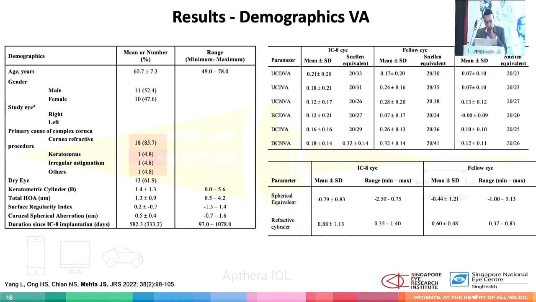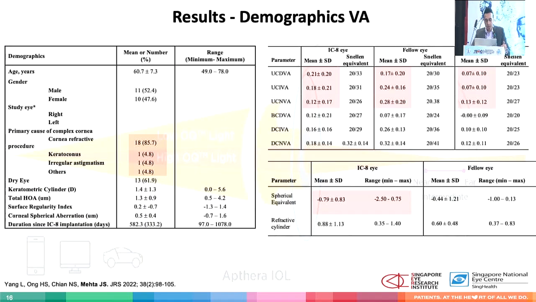If you look at our series that was published in JRS, you'll see most of the cases are either post-refractive surgery, which is where I really use a lot of this lens, and keratoconus. And if you look at the IC8 eye with respect to the fellow eye, of course, the unaided distance vision is slightly worse, but you have better intermediate and also near vision. But of course it's important to look at the binocular vision, and you can see excellent binocular vision unaided for distance, intermediate and near.